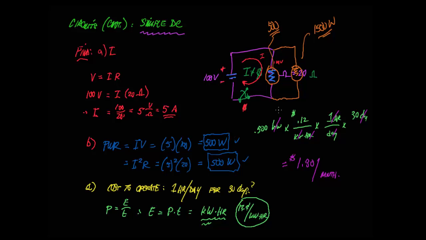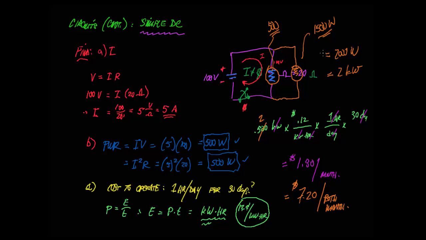It's no longer going to be the 500. We add those two together, so the total here is 2,000 watts, and that equals 2 kilowatts. So this number here becomes a 2 all the way through. If we go 2 times 0.12 times 30, it gives us $7.20. Now that's for both of them for a month.